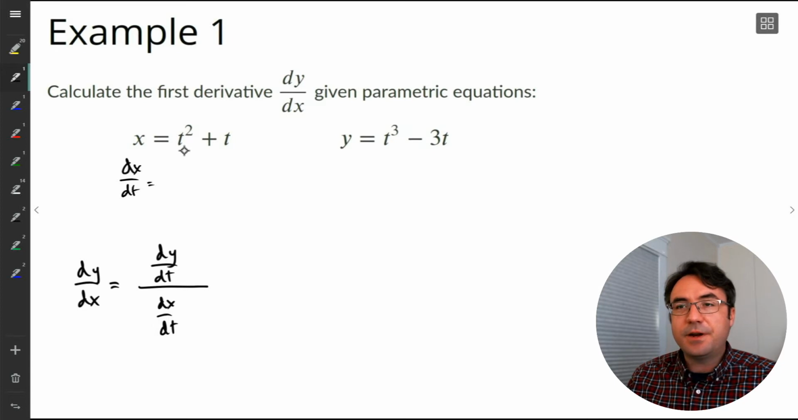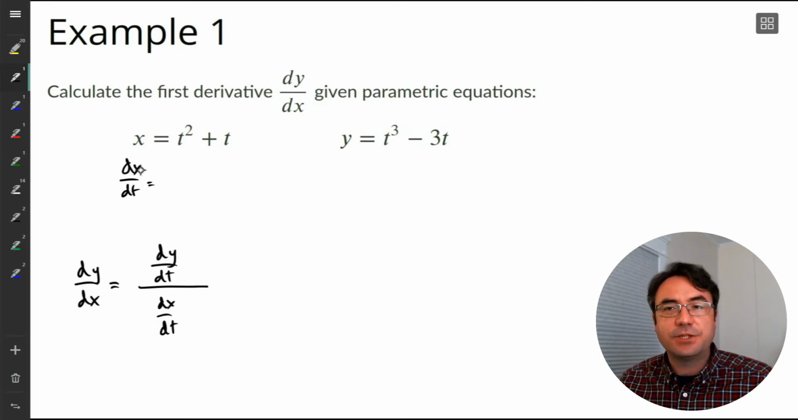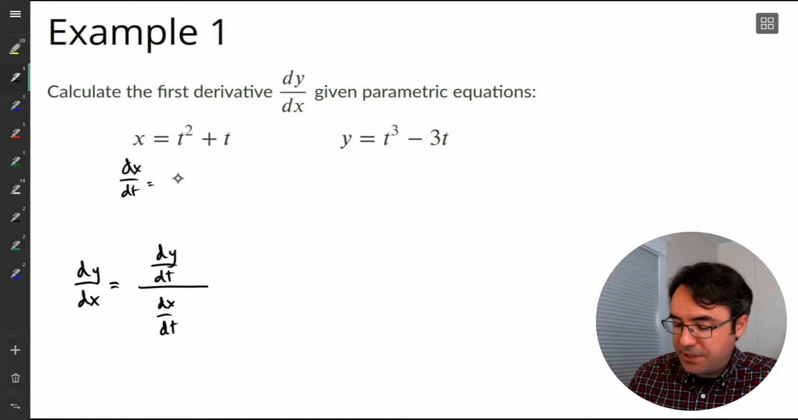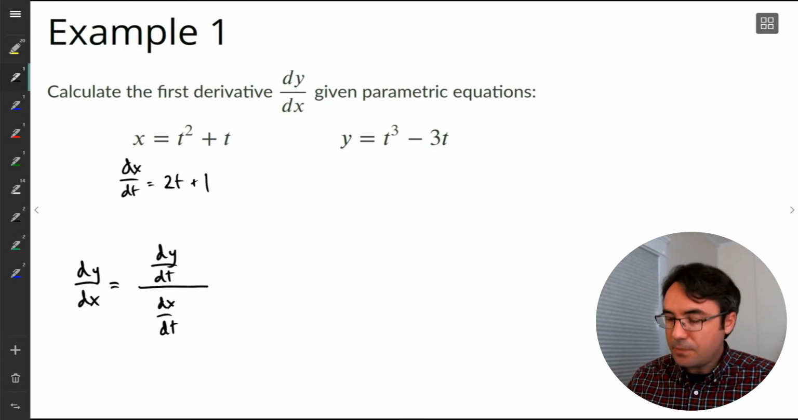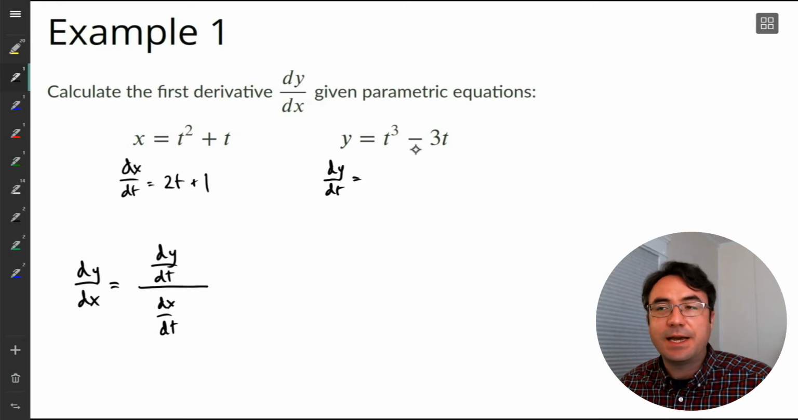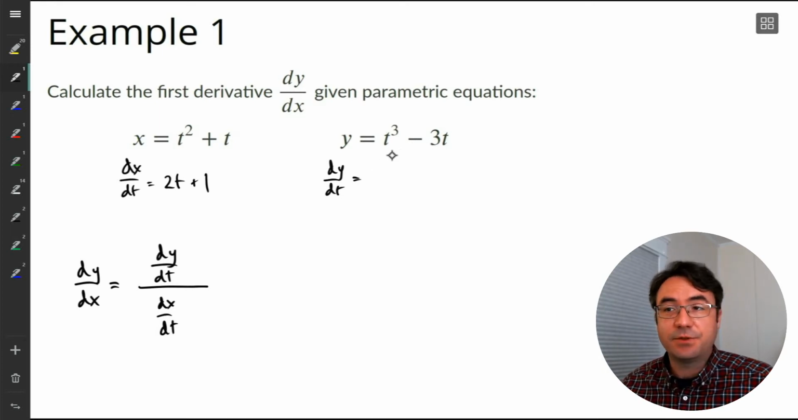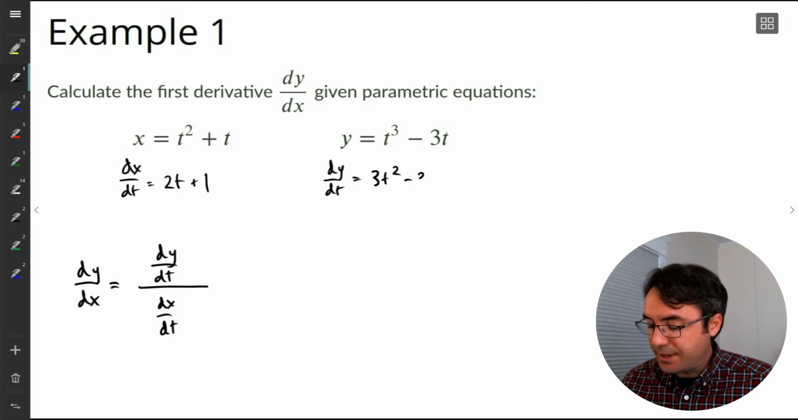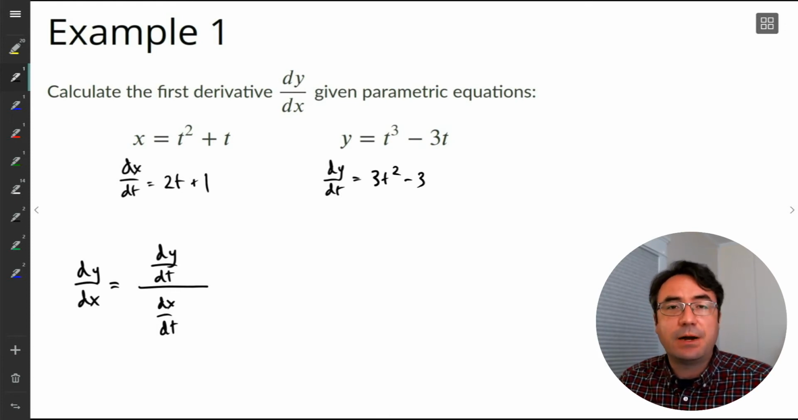When the variables match, we're differentiating x with respect to t, and our function is in terms of t, so we differentiate like usual. The derivative of t squared is 2t, and the derivative of t is plus 1. Same thing over here: we calculate dy/dt. We're just differentiating with respect to time, and our function is in terms of time, so the variables match. It's our usual derivative, 3t squared minus 3. There's some power rule there.